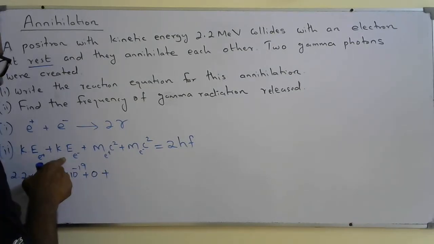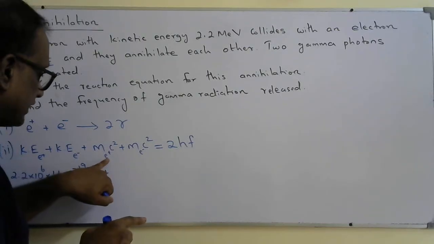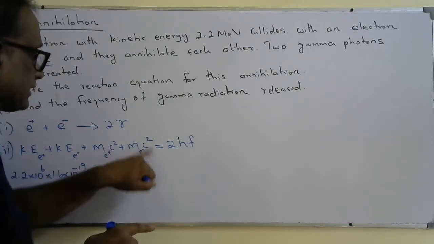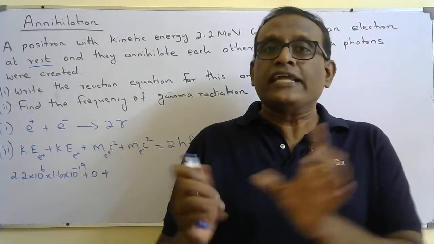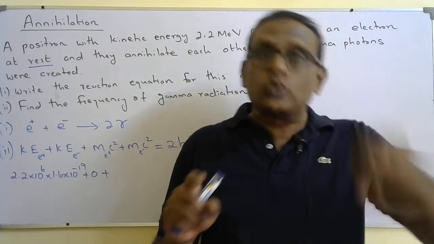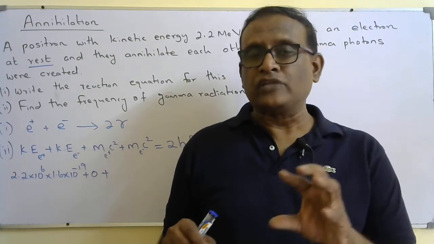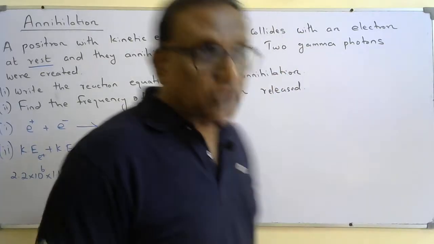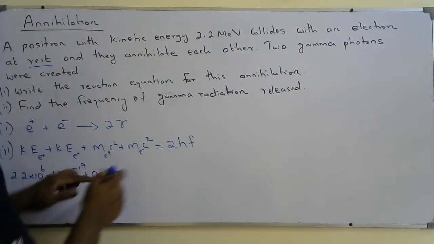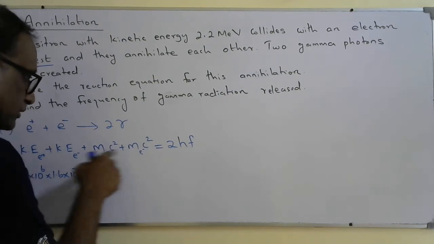Kinetic energy of electron, okay, I wrote both, right. Mass of positron times c squared, mass of electron times c squared. I already said they have the same mass, so I don't need to write it twice. I can put 2 times 9.11 × 10^-31, because that is the mass of the electron, and it is the same as the mass of the positron. So I can write 2 times, because both have the same mass.